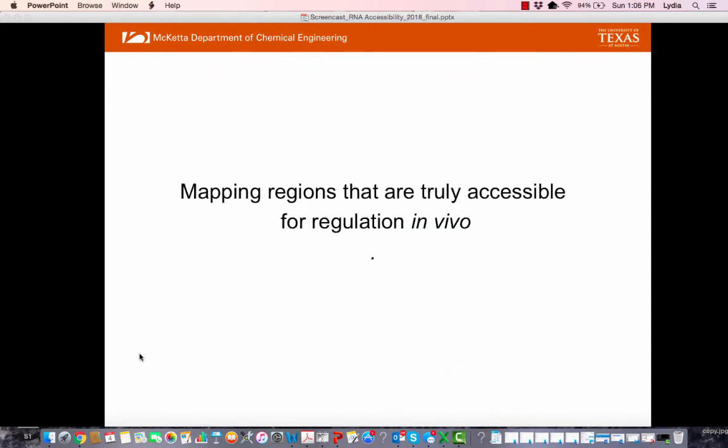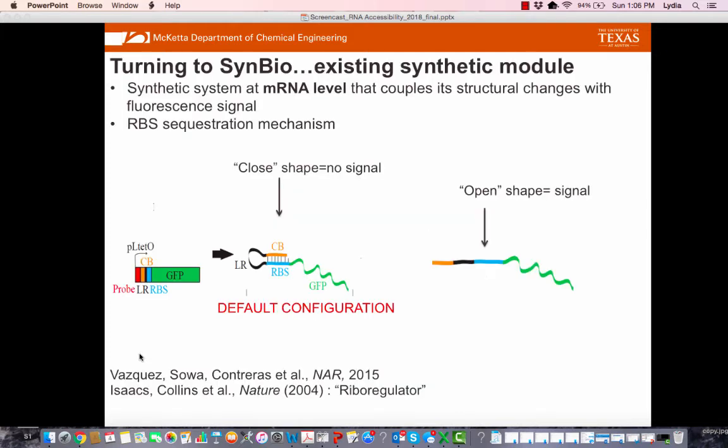For the last few years, we've been developing tools to map entire regions that are truly accessible within RNA regulators in vivo. We started by borrowing from the synthetic biology community an mRNA construct that changes from a closed to an open configuration to produce a fluorescent signal by the opening and closing of a hairpin loop.